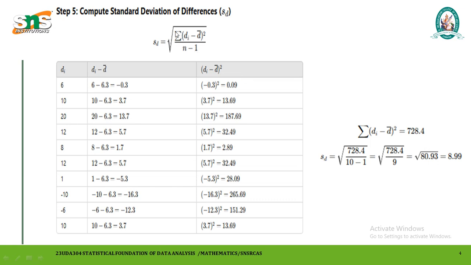By squaring all the values in the column of di minus d bar, we get the squares. In the formula they ask for the summation value. By summing up all these values we get the summation of di minus d bar the whole square. The value is 728.4. Now we substitute the values in the formula: instead of summation of di minus d bar the whole square we substitute 728.4, and the n value is 10. By simplifying, we get the standard deviation value as 8.99.